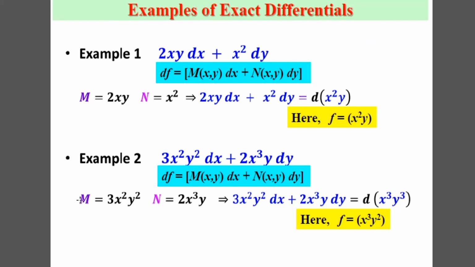I can identify what my m is and what my n is. Whatever is associated with the dx is going to be m, whatever is associated with dy is going to be n. So what is my m? It is 3x square y square. N is 2x to the power 3 y. So if I have to say that this form represents the total differential, how will I say? When the double differential of this becomes equal.